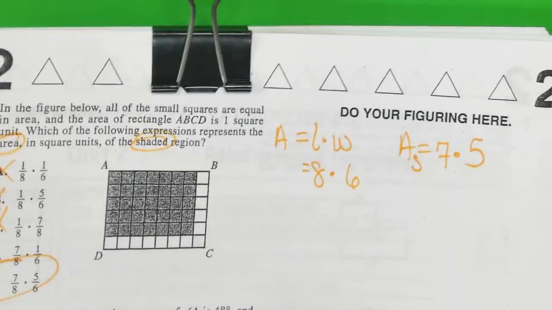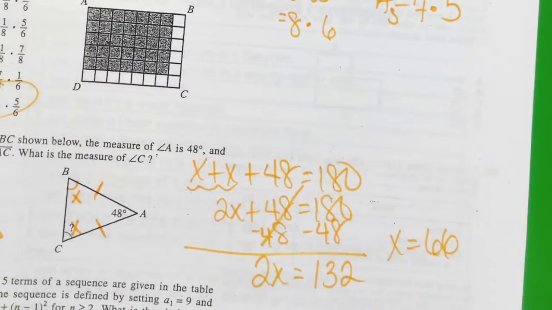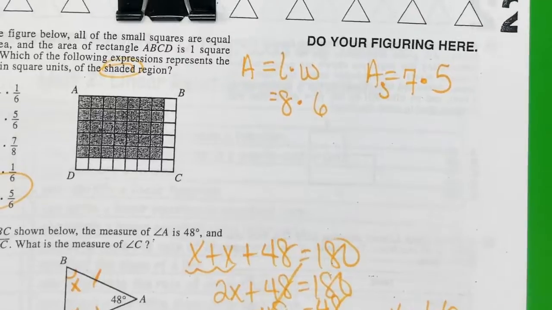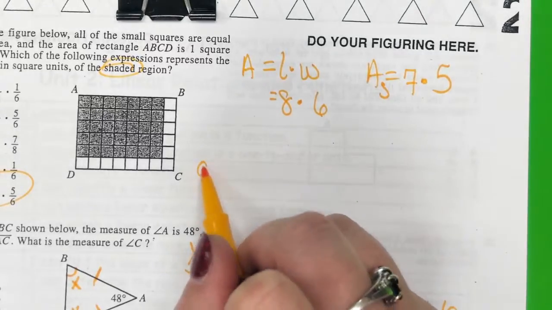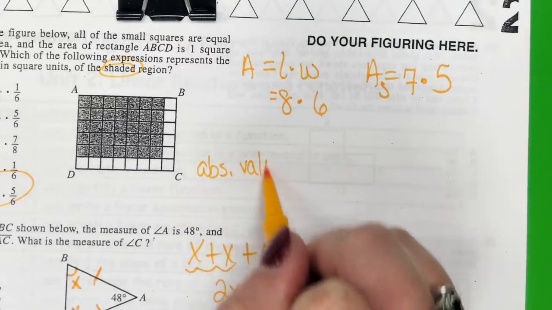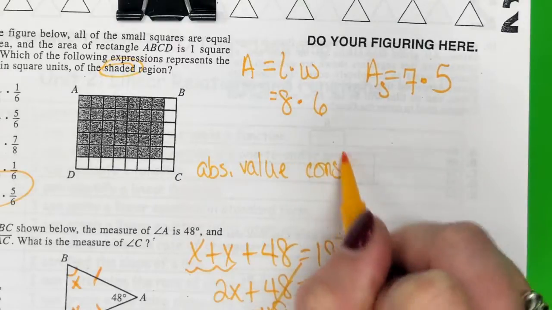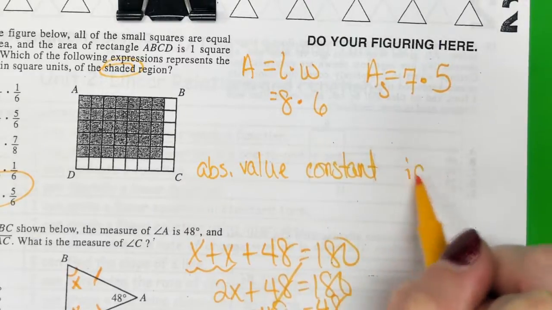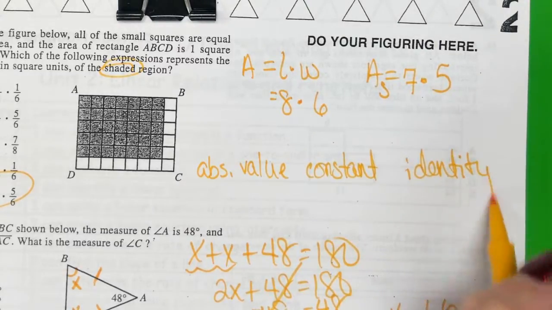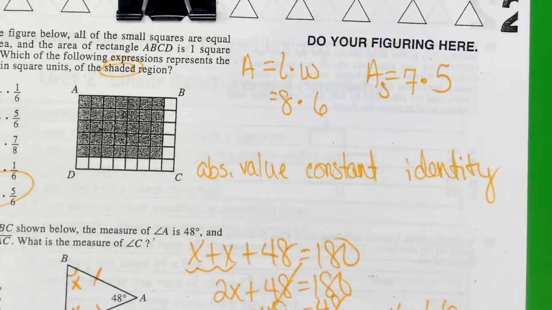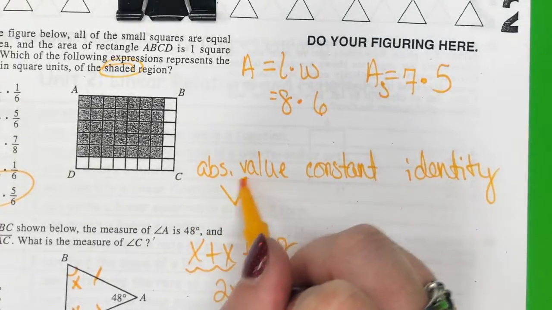Here we go. There were 3 parent functions that you had to know. What was one of them? Absolute value. Somebody said constant. And there's one more. Identity. Very good. What does the absolute value look like? It's a V. Very good.